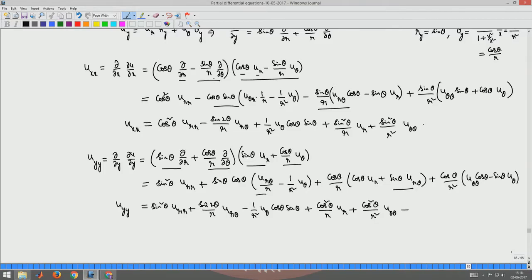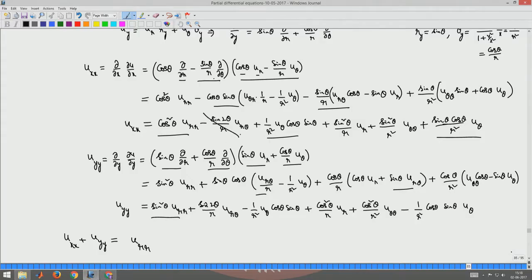So, you have an extra term, that is sin theta by cos theta by r square u theta. So, you have two terms here, this one and this one. Similarly here, our last term is 1 by r square cos theta sin theta u theta. So, you can see now u x x plus u y y is actually, if you combine this one and this one together, you have u r r.